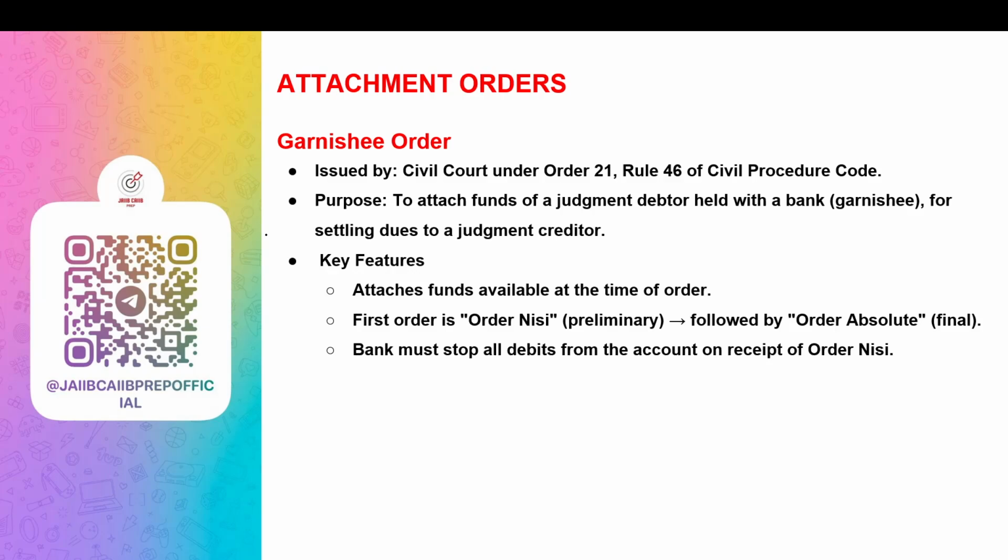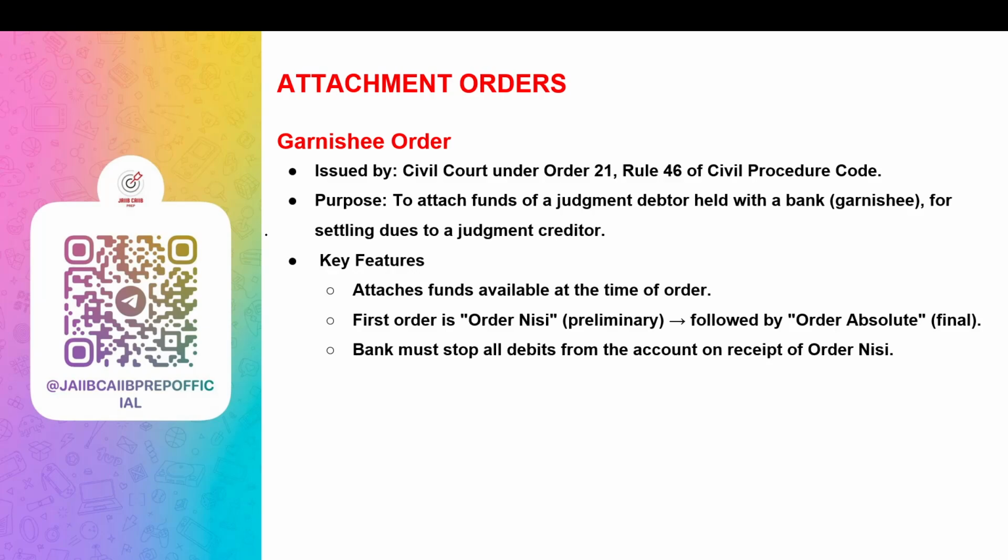Let's move on to the last topic of the day, attachment orders. So we'll start with garnishee order. What is a garnishee order? A garnishee order is an order issued by a civil court under Order 21 of the CPC. Its purpose is to help a judgment creditor, a person who has won a court case and is supposed to receive the money, to recover money from a judgment debtor, the person who is supposed to pay.